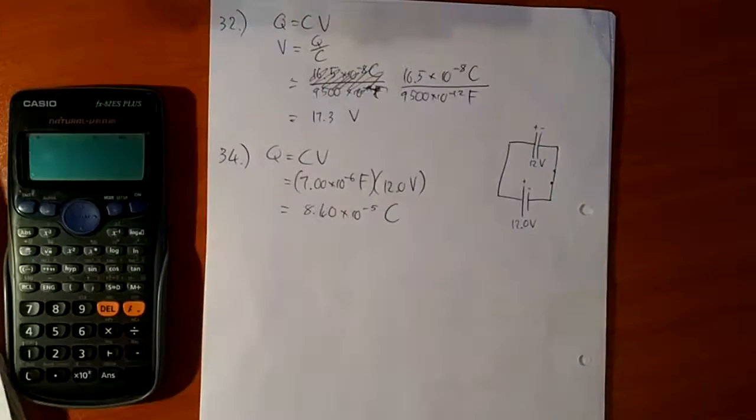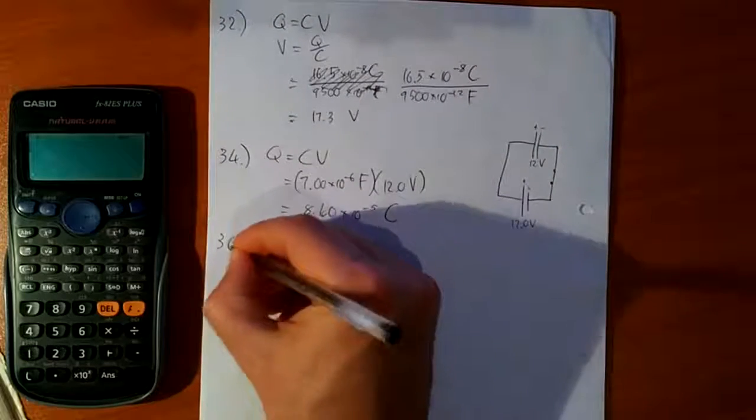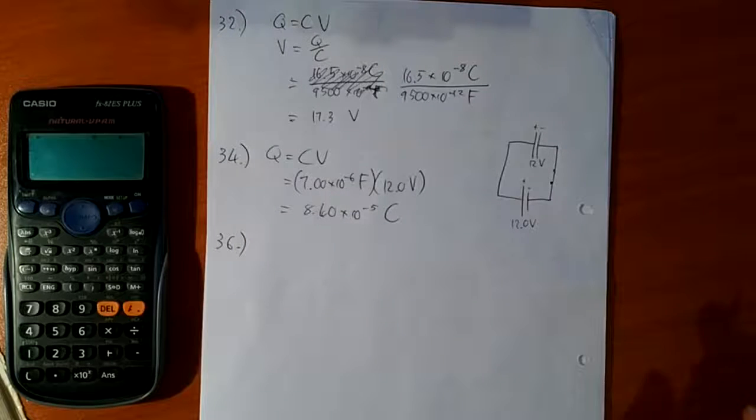36, or 39 in the 7th edition. So 36 asks what? Oh, that one's a little bit longer. It says that the charge on a capacitor increases by 18 microcoulombs when the voltage across it increases from 97 volts to 121 volts. What is the capacitance of the capacitor?